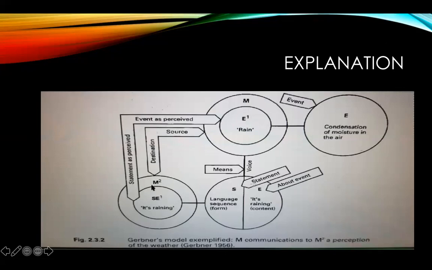Now let's say the same news story is picked up by another newspaper, M3, and the journalist of that newspaper creates another perception, SE2, and then SE3, SE4. So that is how Gerbner's model works, like a building block, and it goes in the chain of perception, production, perception, production, perception, and then production.